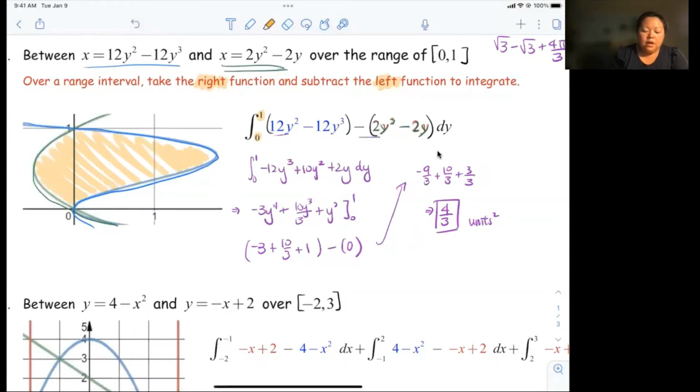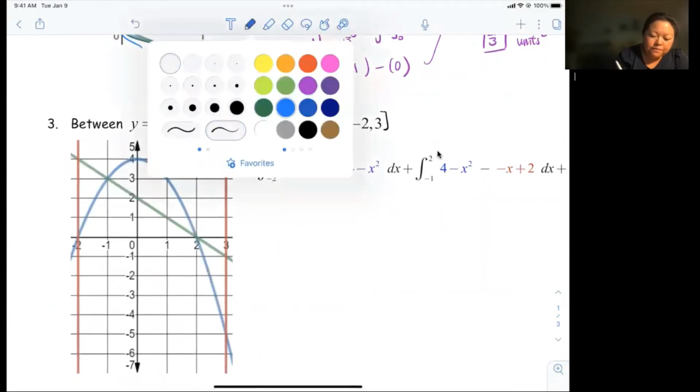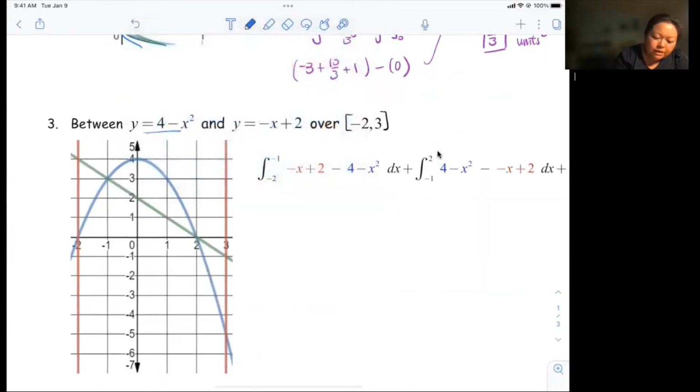Okay. All right, sometimes the graph does intersect beautifully, but we want more than that. So in this case, you have your blue function here, which is the parabola, and then you have your green function here, which is the linear function. And I'm now asking you to look at from negative 2 to 3. So from negative 2 all the way to 3, notice how this area is actually in 3 pieces.